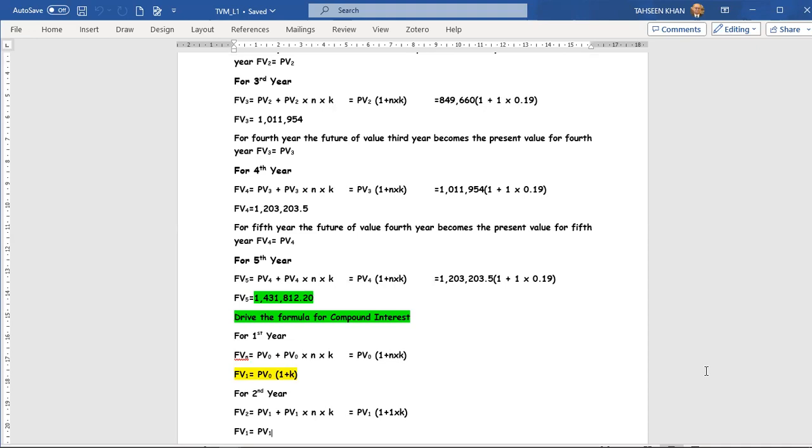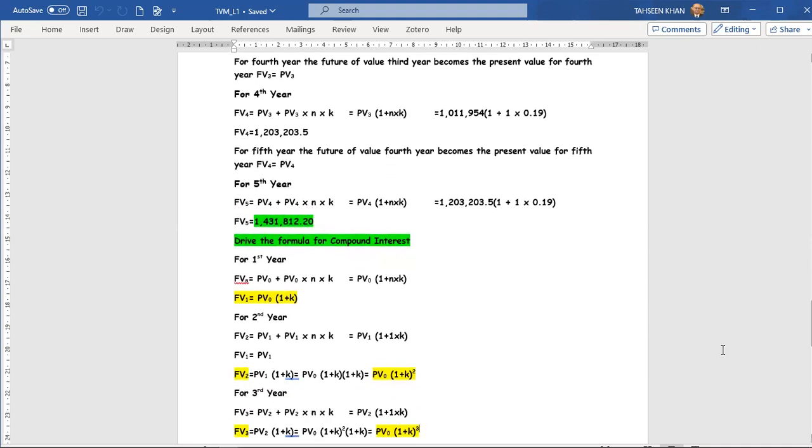Now here you are going to put the value of PV1. Here you can see FV1 is equal to PV1, and the value of PV1 comes to PV naught (1 plus K). When the bases are the same, the powers will add. So FV2 equals PV naught (1 plus K) power 2.